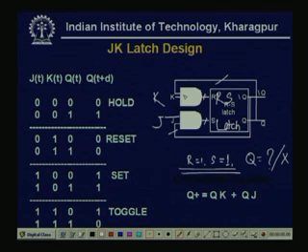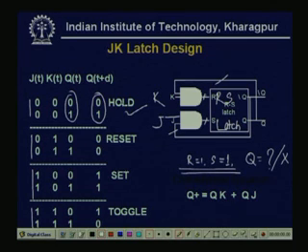Now, if we see the truth table of the JK latch, then JK has values 0 0, 0 1, 1 0, 1 1, and for 0 0, the present state, at the time instant t, the Q value can be 0 or 1. Now, whatever be the case, if it is 0 or 1, the Qt plus 1, means the next time, will be 0 or 1, it is equal.